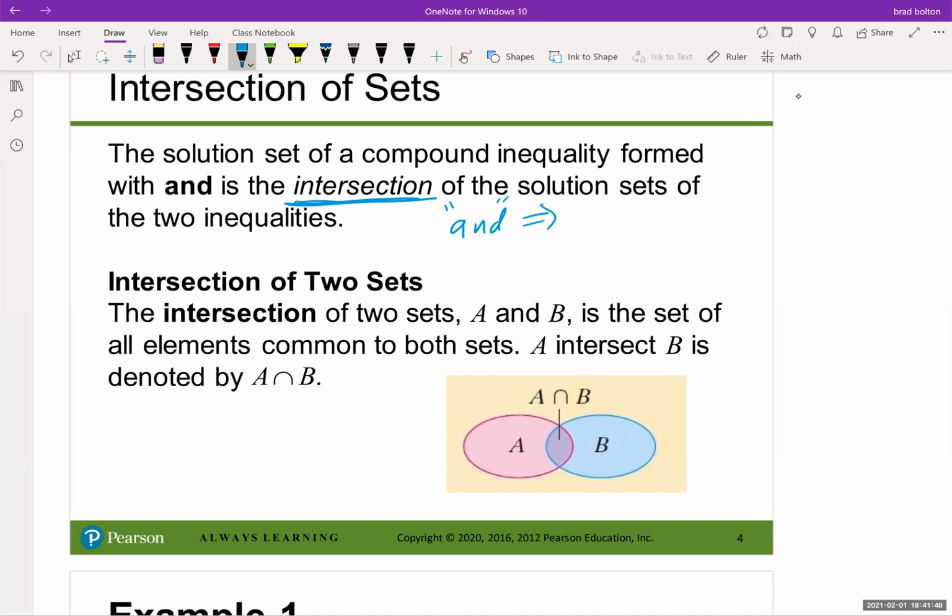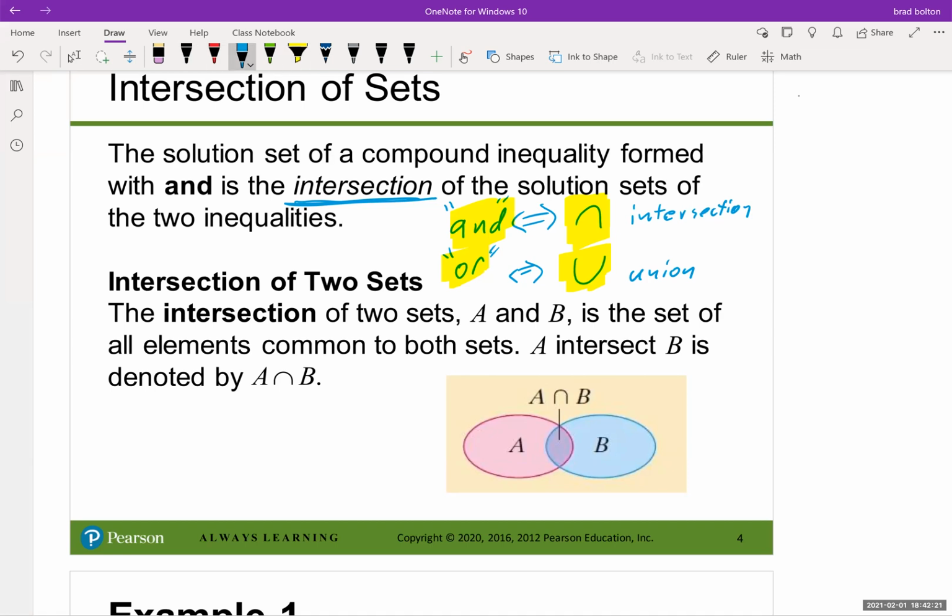A lot of times you'll see the word "and" associated with this symbol right here. That's the intersection. Oops, I wrote that pretty bad. So that's the intersection symbol. And then we're going to learn that the word "or" is associated with the union symbol. So this is intersection, and this is union. If you ever see this symbol, you can assume that it means "or," and if you ever see this symbol, you can assume it means "and."